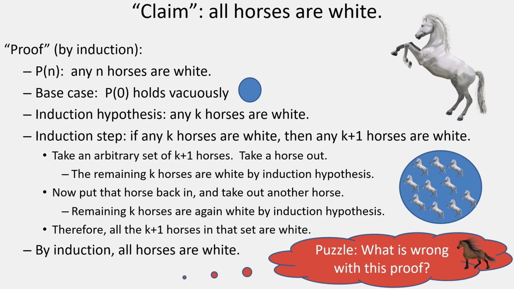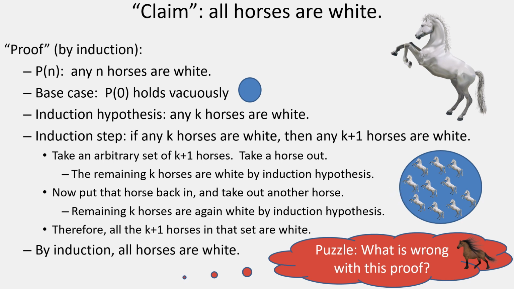Base case P of 0, that's fine. Induction hypothesis, assuming the predicate for arbitrary k, that looks fine. So let's look at the induction step. Let's take a set of k plus 1 horses and take one horse out. That's fine. We are left with k horses and we can apply the induction hypothesis to them. All of them are white.